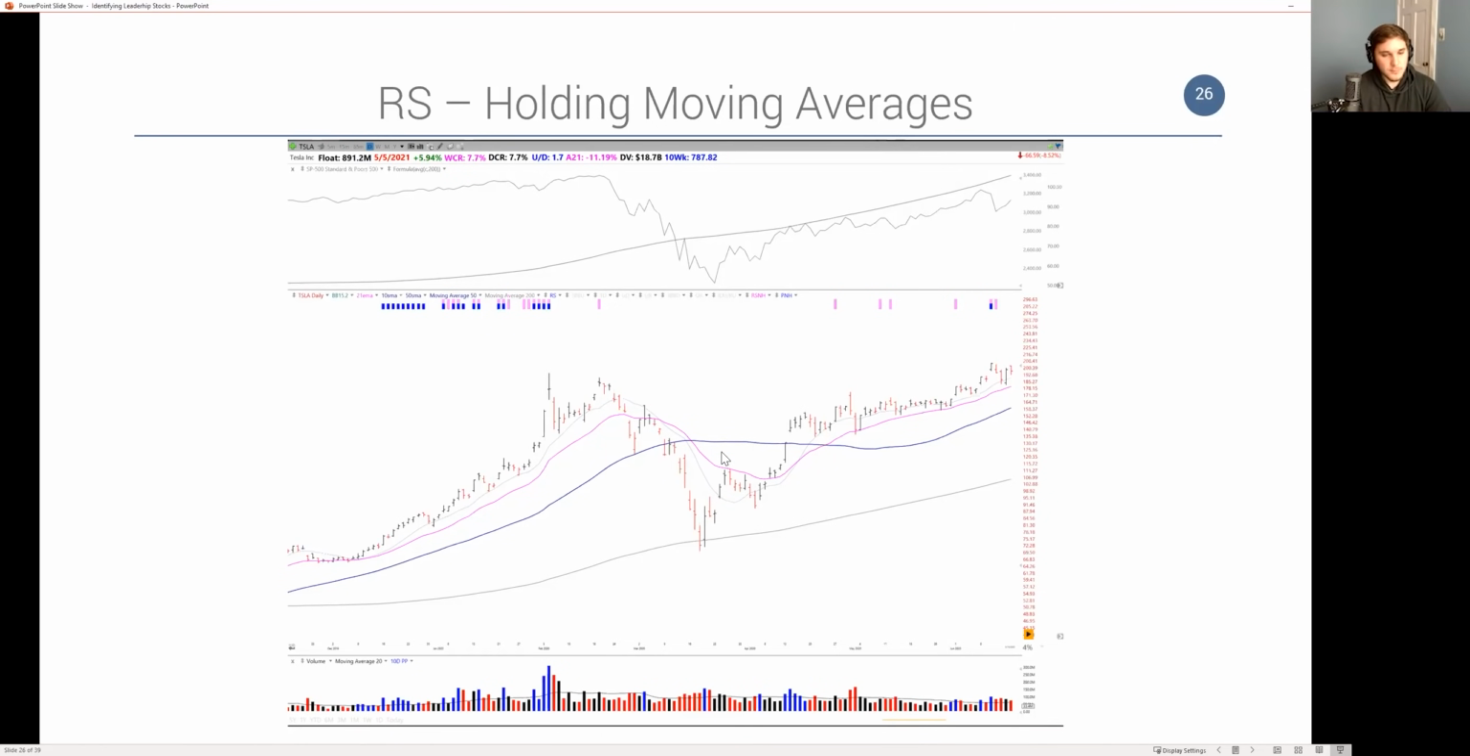And this also lines up with the 21 EMA and the 50 SMA. And a really good way to find stocks showing RS is, once an overall index, say the QQQ, slices through the 21 EMA, scan for stocks that are holding those key moving averages, and that's really a sign that they're exhibiting relative strength.